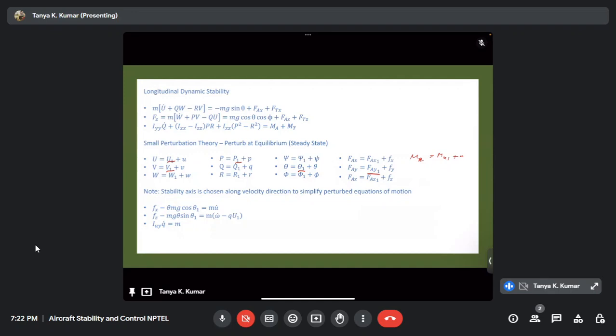Okay, and like we had mentioned before, in order to simplify the analysis, we take stability axis. What is stability axis? It is chosen along the velocity vector. It greatly simplifies the equations because many quantities are measured in the direction of a velocity or perpendicular to it, like lift, drag, all of them are measured with respect to these relative velocity parameters. So they greatly simplify our equations. So the simplified three equations for the longitudinal dynamic stability analysis are given here. Okay, now let's move on.